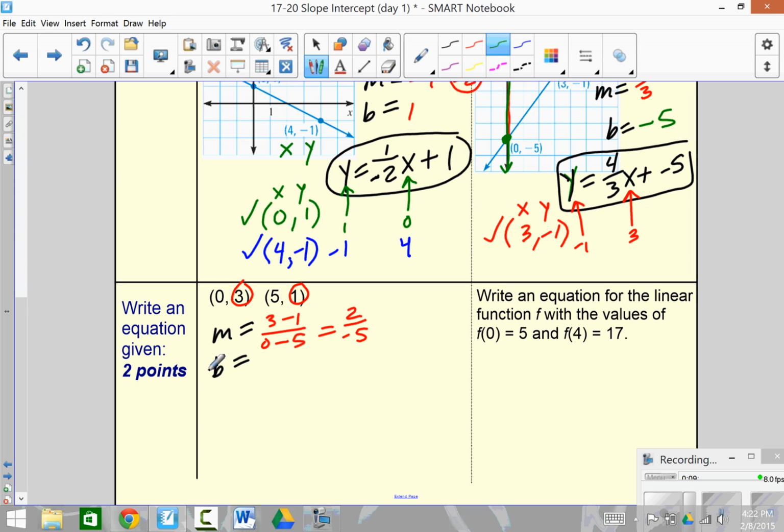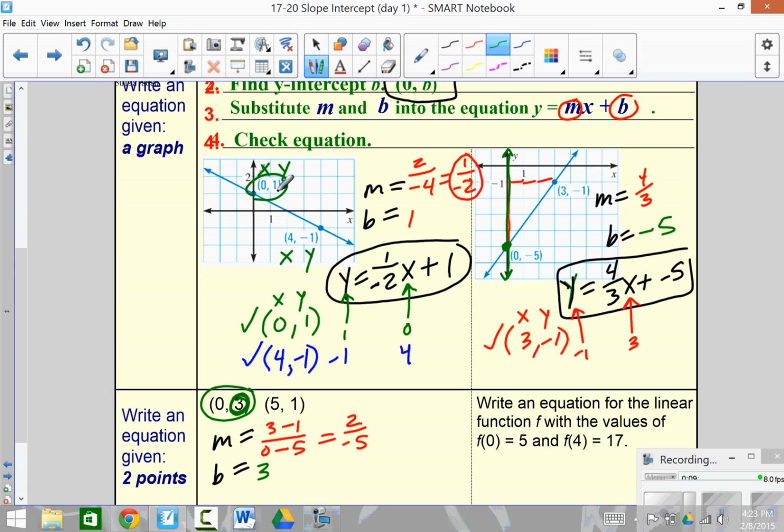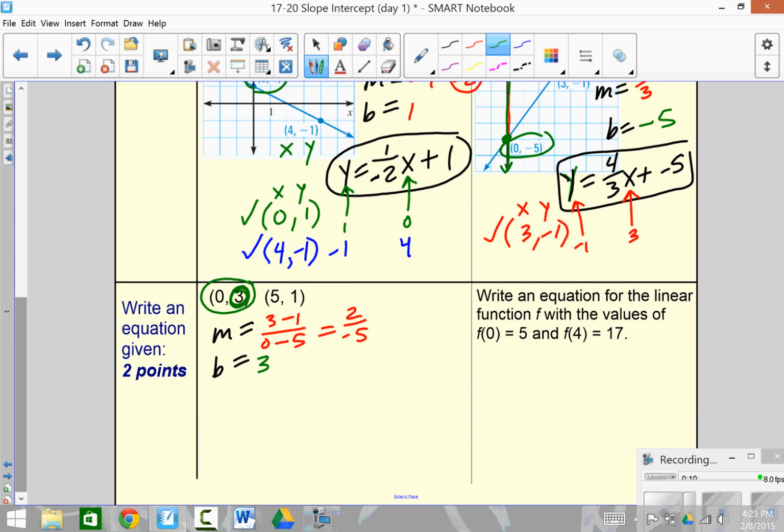Our b here, now, because we can't see it, but remember the hint I gave you. In the hint, wherever you see an ordered pair where the x is 0, you know that the y number in that pair is actually your y-intercept. So here's our 0 for our x. Here's our y-intercept. So our b here is 3. Okay, just like what we saw up here. Remember our y-intercept right here was 1 because the x was 0. Remember our y-intercept here was negative 5 because the x was 0. So same thing here. The x is 0, y-intercept is 3.